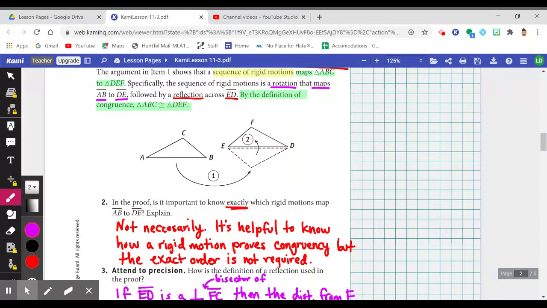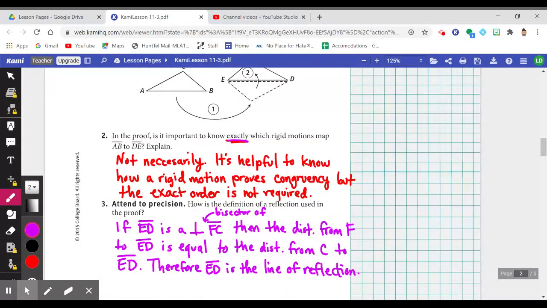And number 2 in the proof, is it important to know exactly, and I underline that word exactly because I think that's important, which rigid motions map line segment AB to line segment DE? And I said not necessarily. Not to say that it's not important. It's helpful to know how a rigid motion proves congruency, but the exact order is not necessarily required. Or for that matter, you might be suggesting that there is a translation involved here. So maybe the exact sequence of rigid motions is not as important as long as we know that there are rigid motions that can prove that this triangle ABC maps onto triangle DEF.